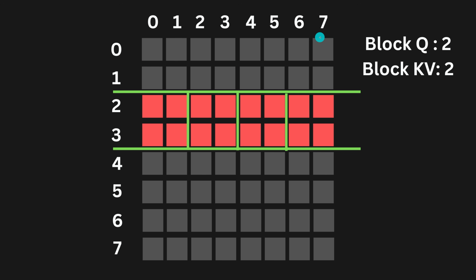In the next iteration, we're going to grab queries 2 and 3, and then 0, 1, 2, 3, 4, 5, 6, 7.